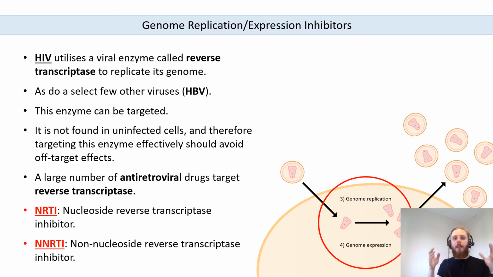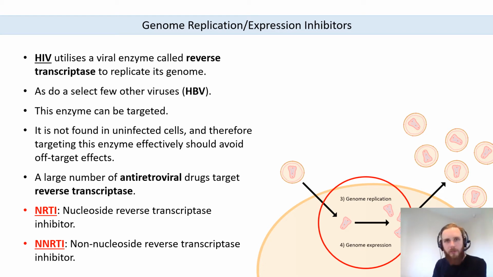Now, this is a really attractive target, therapeutically speaking. The reason for that is that, as we discussed, reverse transcription never happens in a host cell. It's a completely foreign process. Because it's a completely foreign process, we can target that specific process without impacting healthy cells and without impacting the cell as a whole.